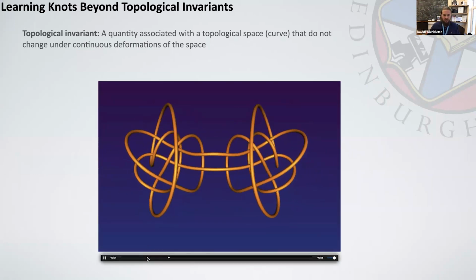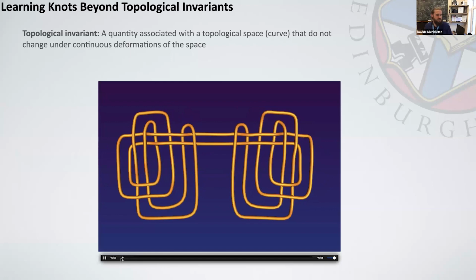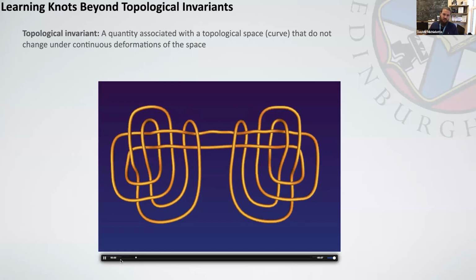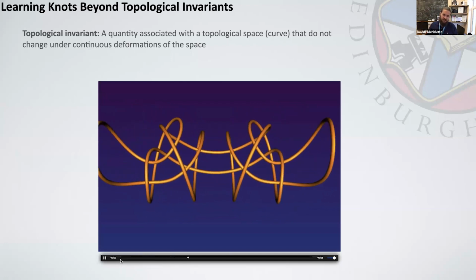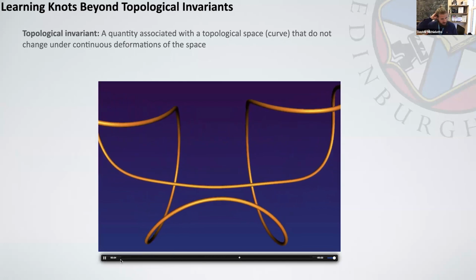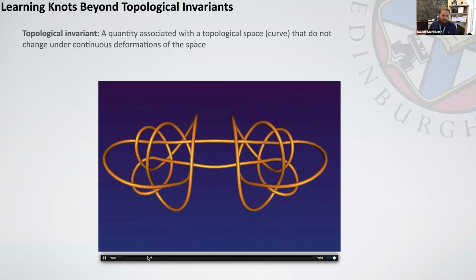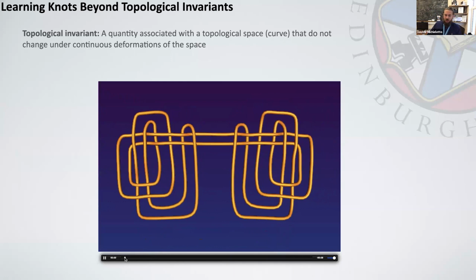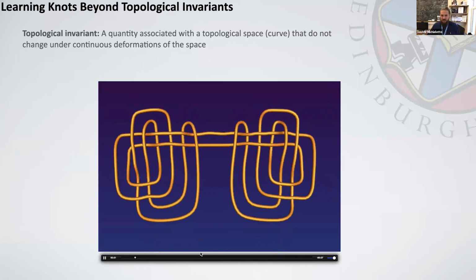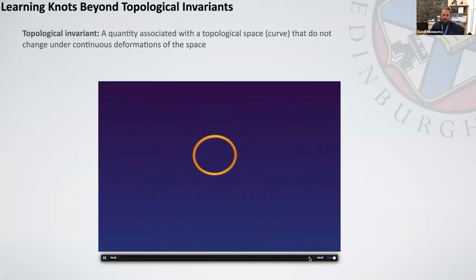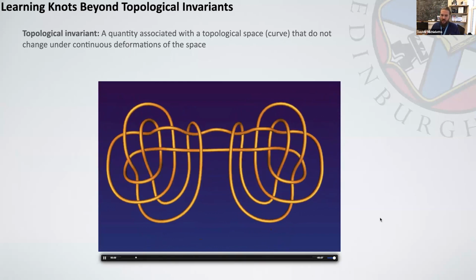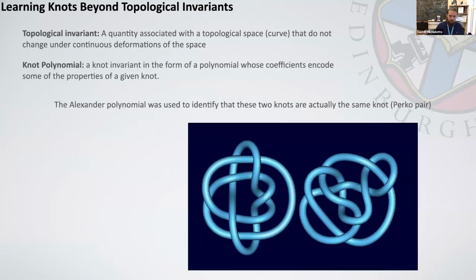So if I show you this curve here, I want a quantity that I can compute on this curve that gives me the same answer as the end curve, which is just an unknot. At the beginning you might say this could be knotted or not knotted. It's difficult to tell, but eventually you want a quantity that is the same as in the final case, so it gives you the answer that this curve is unknotted.